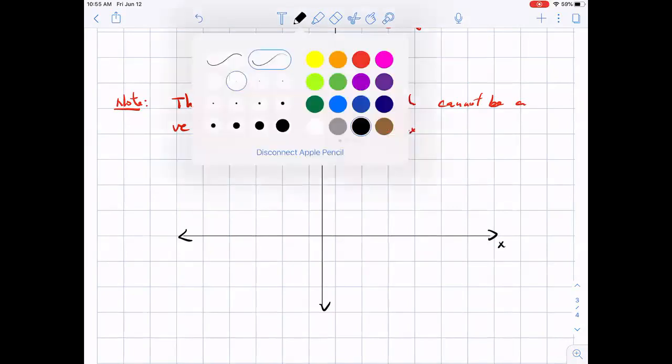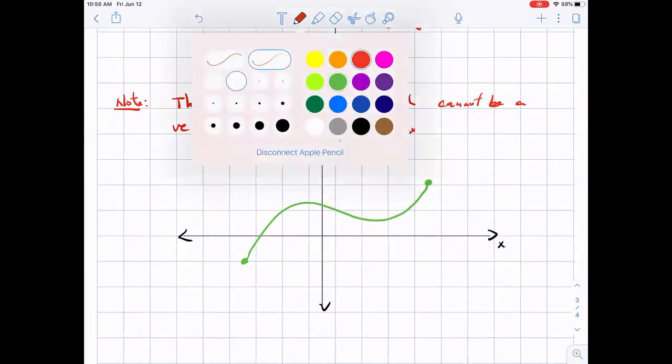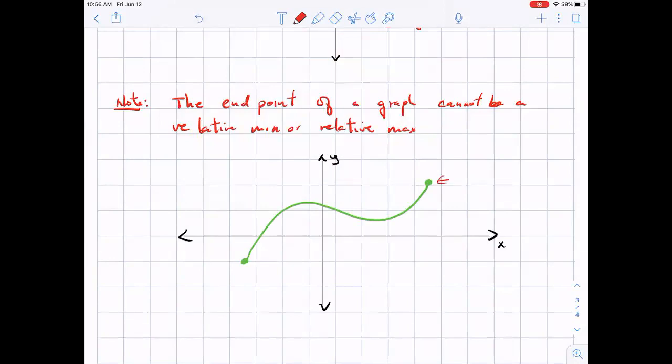Okay, if we look at this picture here, although this is the highest point, it will not be a relative because you can look to the left of this point, but there is nothing to look at on the right. And for a relative, you have to be able to compare it. It's relative to the left side and the right side.